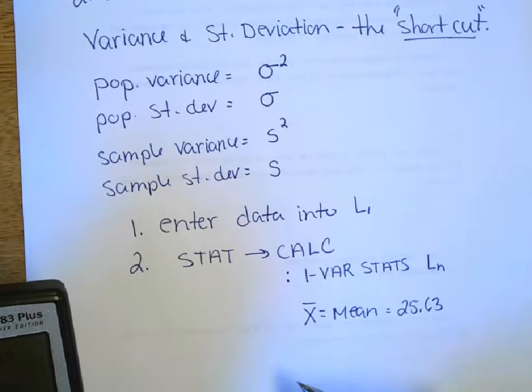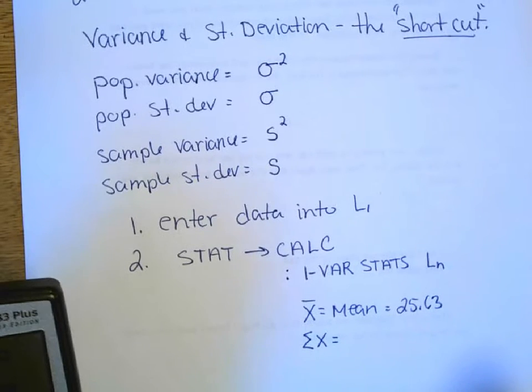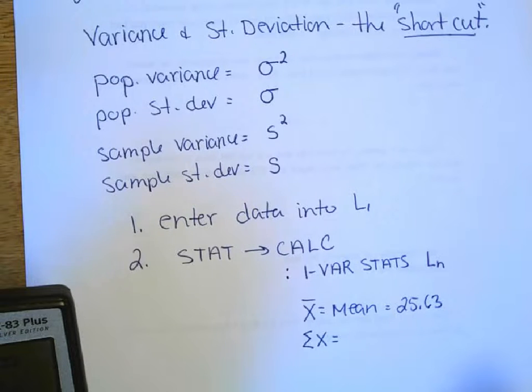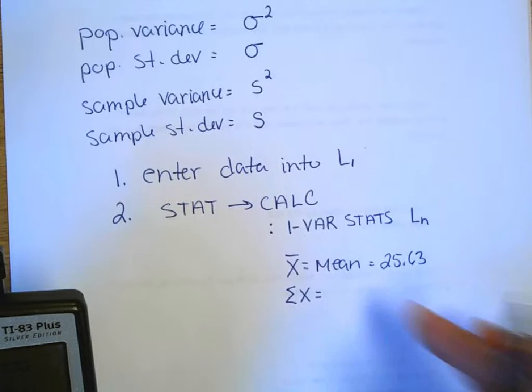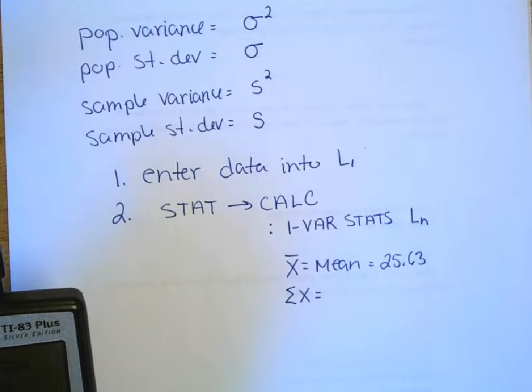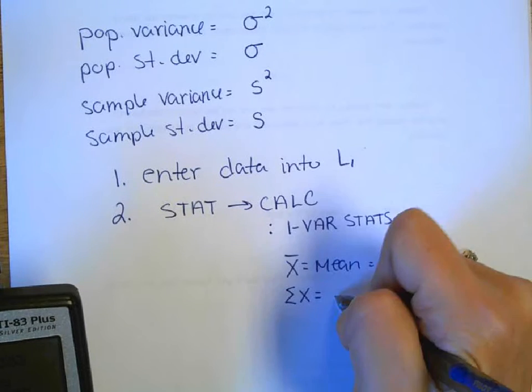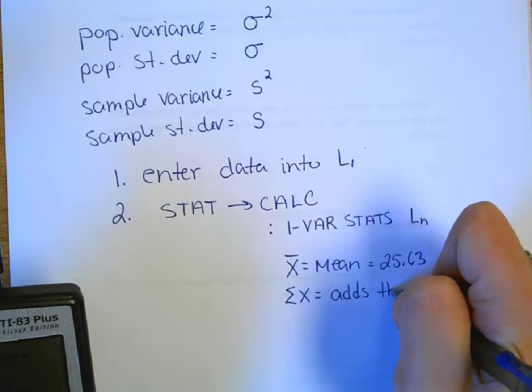What's that second one saying? Sigma x. Sigma x, the sum of x. What that did was add up all of the x values in the list, in case you need that for some other calculations that we are going to do. So this just adds the list together.